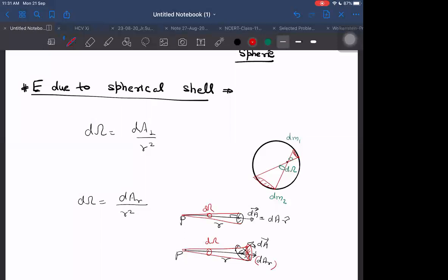Then take this solid angle d omega. By definition, it is just defined that way: d omega equals dAr divided by r square. That is the definition only. So if it is a complete sphere, what angle does the sphere make at the center?